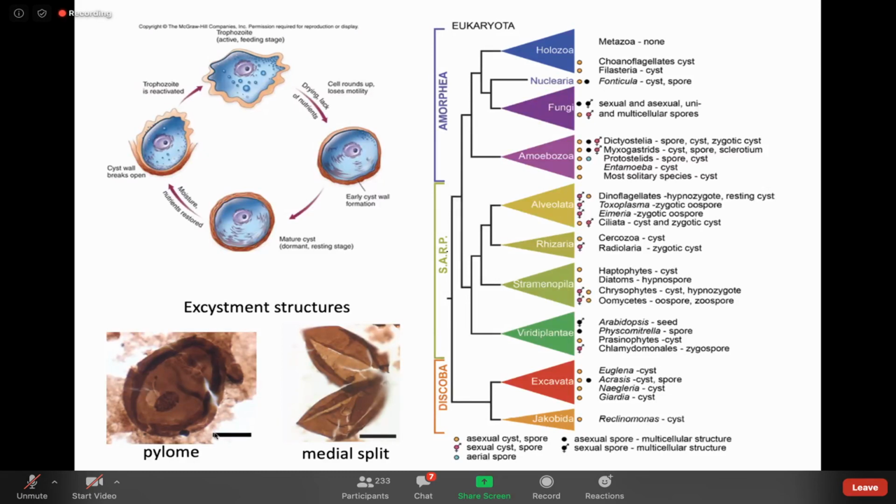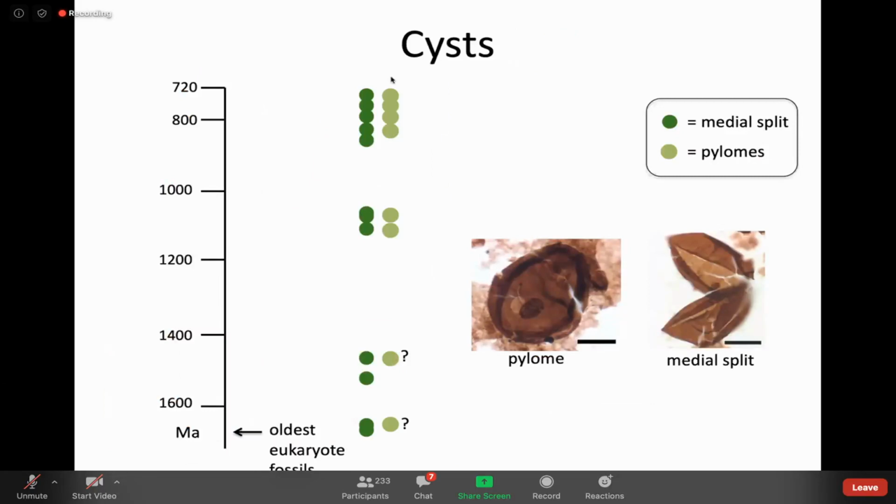So I looked at representative fossil assemblages from 1650 million years up to 720 million years ago, and looked for the presence of medial splits and a pylome. And you can see that medial splits go all the way back. Pylome almost goes all the way back to basically the start of my data set. So that suggests that cysts, or the capacity to evolve cysts, was present at least 1600 million years ago.